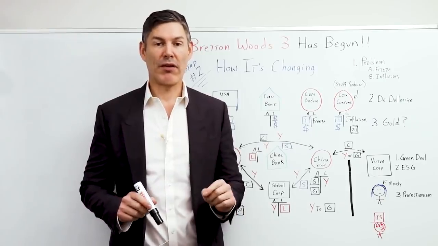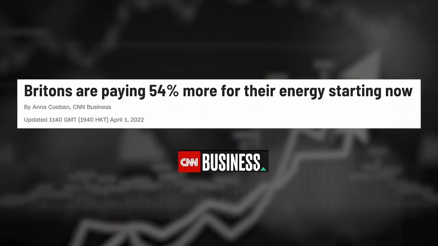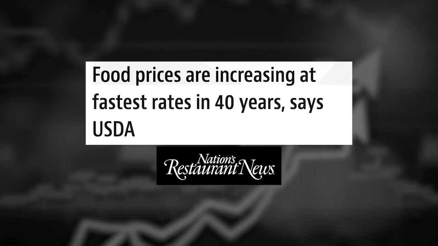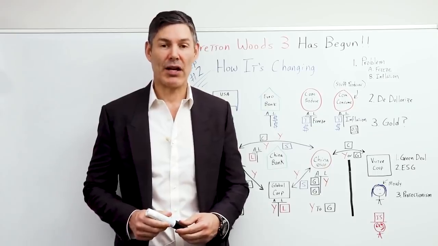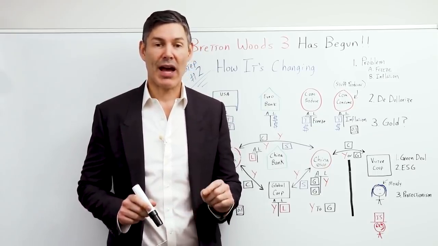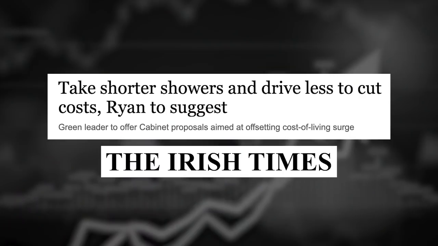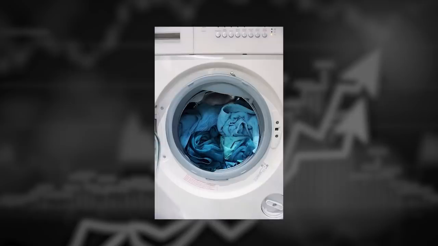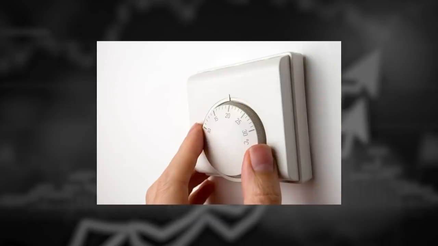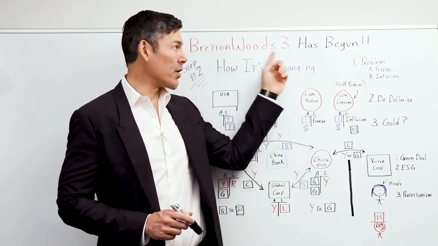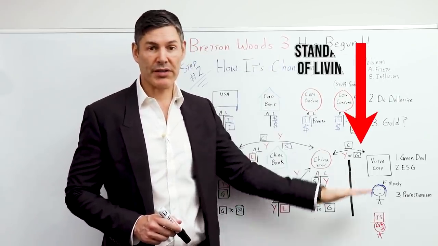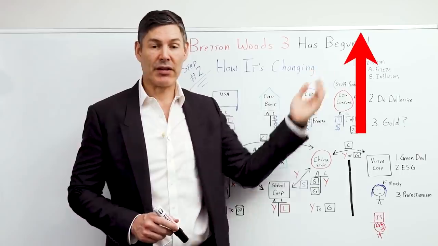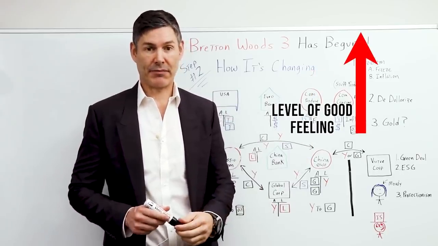And we see this playing out right in front of our own eyes with energy costs skyrocketing, the price of food doing the exact same thing. And it's getting so bad in Europe, the politicians are actually asking them to use a lot less energy by driving less, showering less, doing fewer loads of laundry, and turning off the heat in their house, just wearing a few extra sweaters. So right now, Bretton Woods 3 in the West is all about lowering the standard of living to increase the level of good feeling.